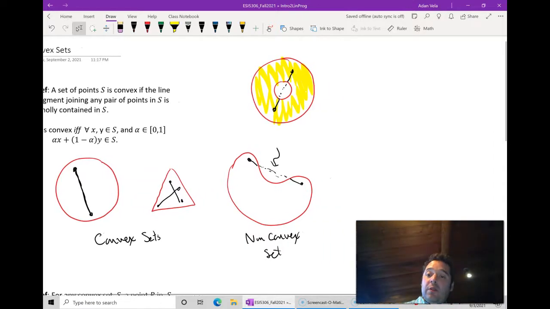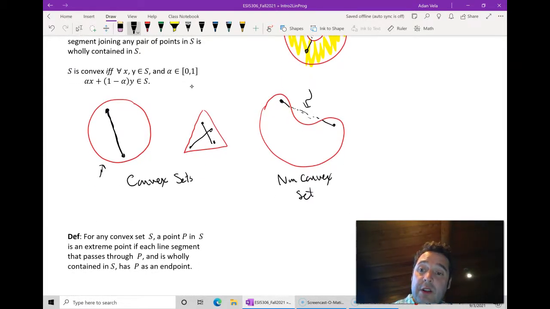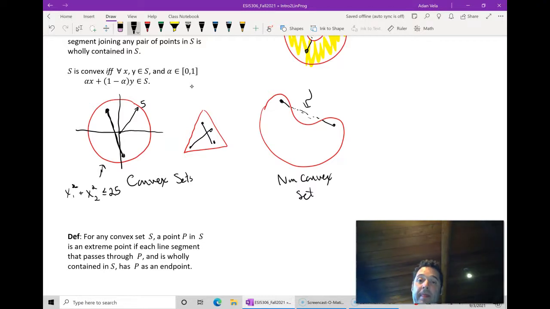You do need to be careful, because even though a circle is convex, right? So if I wanted to represent this as an equation, I might say something like x1 squared plus x2 squared is less than or equal to 25. And so that would be the set of all points centered at 0, 0, with a circular radius of 5. So any point that's within 5 of the origin, right? Okay. So that would certainly be a convex set.